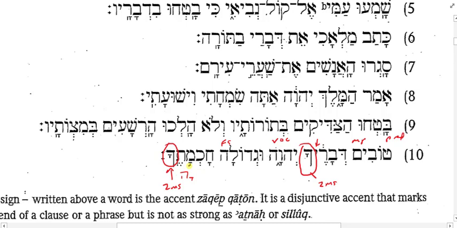Good question. Other questions? Yeah, Kyle? So if the adjective was attributive, would it also have to have the article on it? It would. So tovim would go behind devarecha, and it would be devarecha hatovim. And that would be your good words. Exactly. All right. Other questions real quickly?